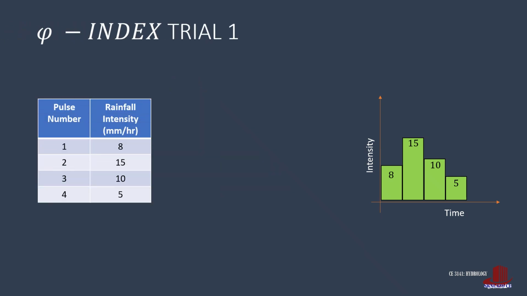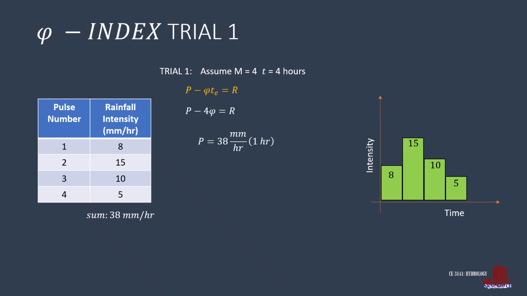The second step is to solve for the phi index. The first trial considers all the 4 pulses, which has 4 hours duration. From the function, we make this P minus 4 phi equal to R. Both P and R are still to be computed. The precipitation is the area of bars, so take the summation of the intensity, then multiply the duration of 1 hour, thereby having 38 millimeters per hour times 1 hour, having 38 millimeters.